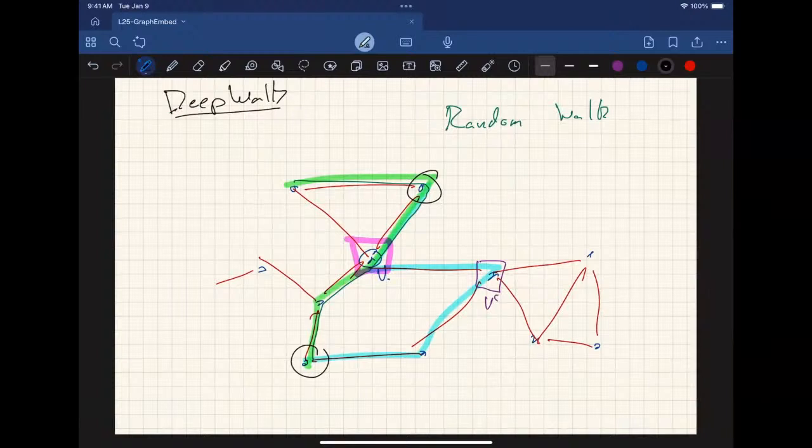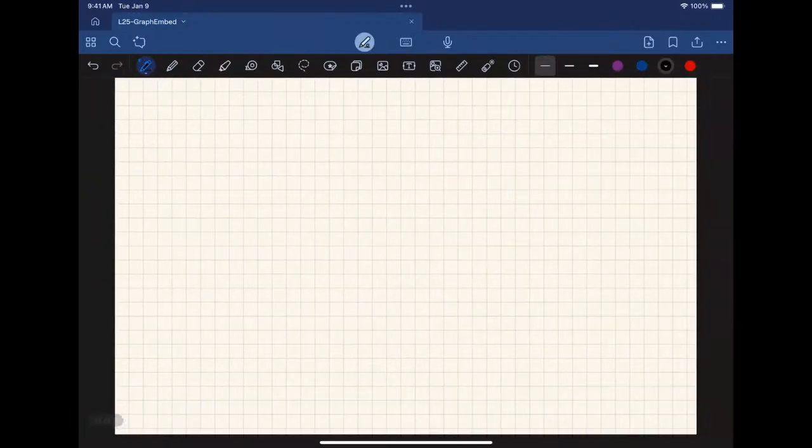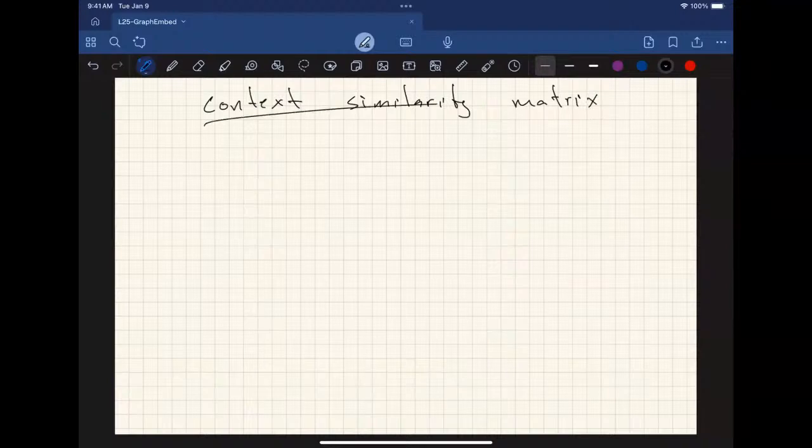Okay. So how can we think about this? What is the similarity actually capturing here? You can try and write down some context similarity matrix, context similarity matrix C, right? This is n by n. Okay, and you can write something down like this.